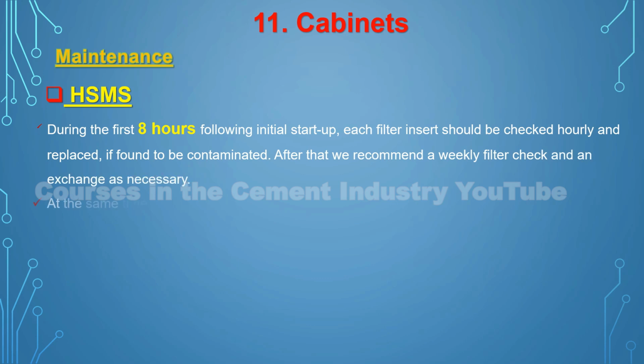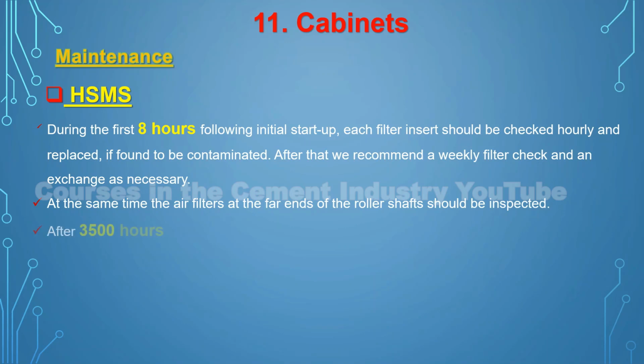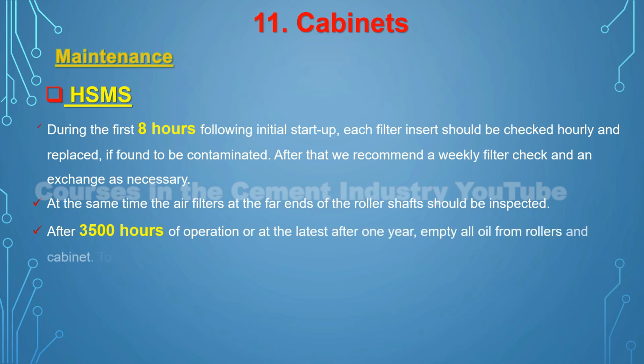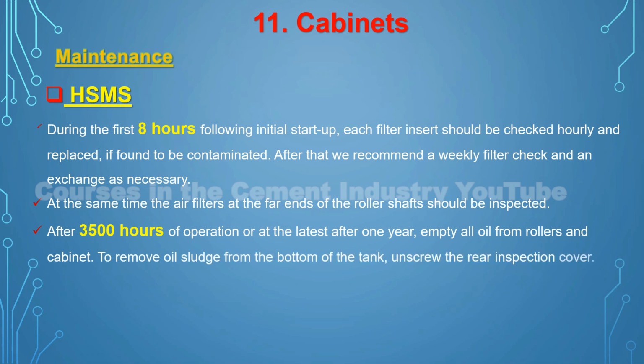2. At the same time the air filters at the far ends of the roller shafts should be inspected. 3. After 3,500 hours of operation, or at the latest after 1 year, empty all oil from rollers and cabinet. To remove oil sludge from the bottom of the tank, unscrew the rear inspection cover.